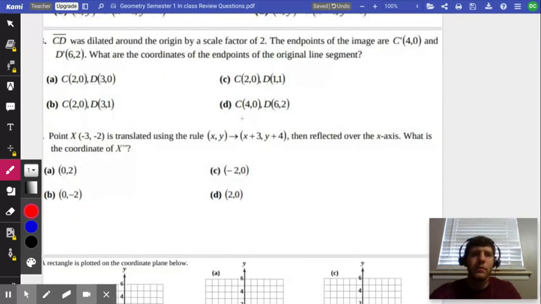All right, segment CD was dilated around the origin by a scale factor of 2. So we're not doing dilation, so let's not worry about this one.